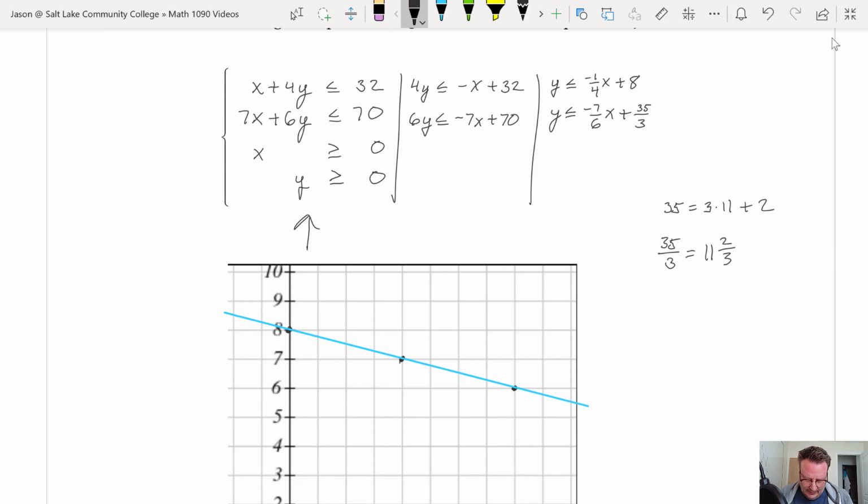So, we have a problem there. So I need a different starting point. So let's find the x-intercept. How do we find the x-intercept? Well, we set y equal to 0 because every single point on the x-axis has y-coordinate of 0. So I'll change this into an equation. We have y equals negative 7/6 x plus 35/3. And I'm going to set y equal to 0 and solve for x.